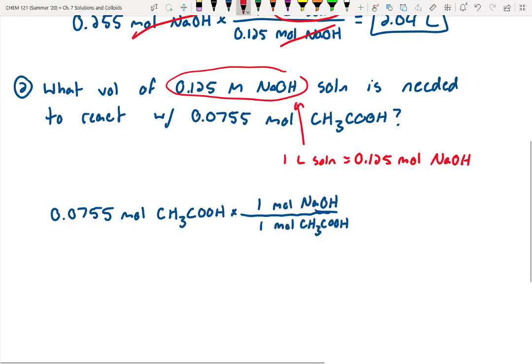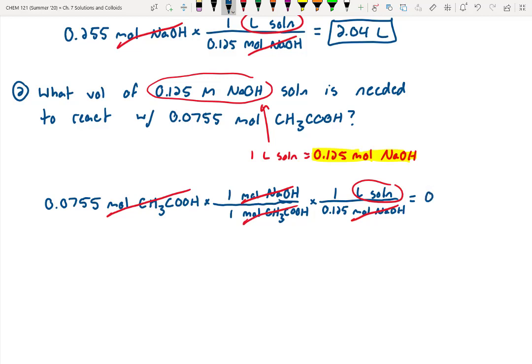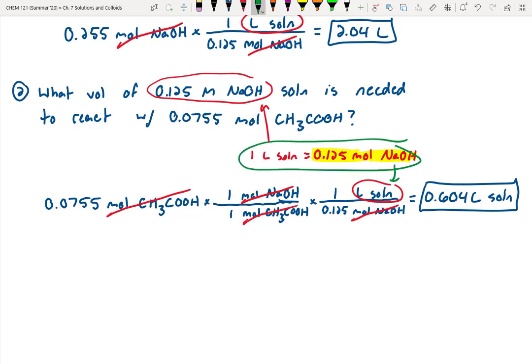Now by doing this, we've canceled out moles of acetic acid and we've got moles of sodium hydroxide. But now we need to cancel out moles of sodium hydroxide, so I'll put that on bottom. We're trying to figure out the volume of sodium hydroxide needed, so I'll put liters of solution up here. Just like before, we know 0.125 is paired with the moles of sodium hydroxide, so I put that on the bottom: 0.125 moles for every 1 liter of solution. Now we cancel out moles of sodium hydroxide, and we're left with liters of solution. If we put this into our calculator, I'm getting 0.604 liters of solution. So that would be the correct answer for this one. Like I said, this mole ratio became a really important unit conversion in this math problem. Okay, let's try one last one and then we'll call it good for this video.